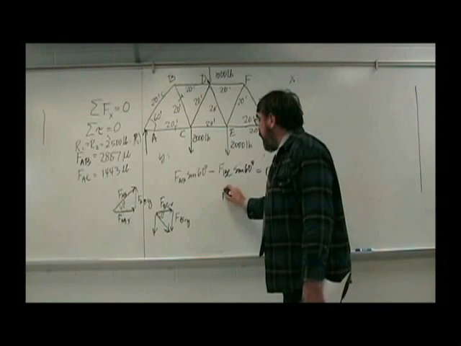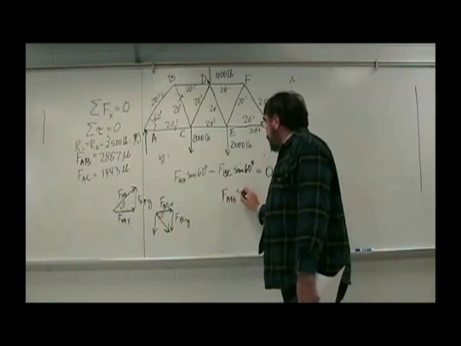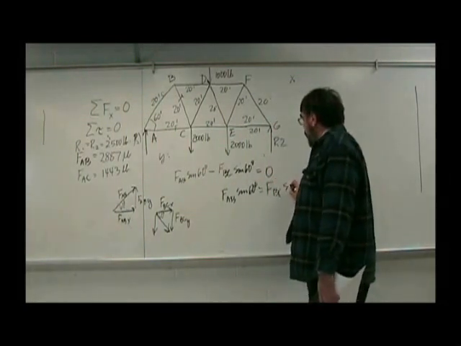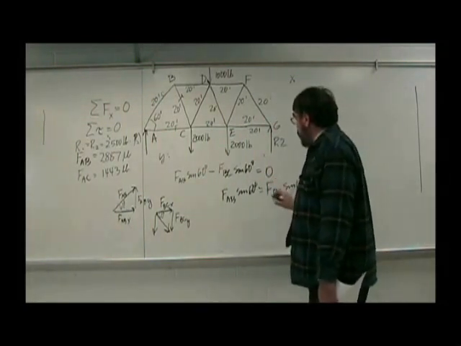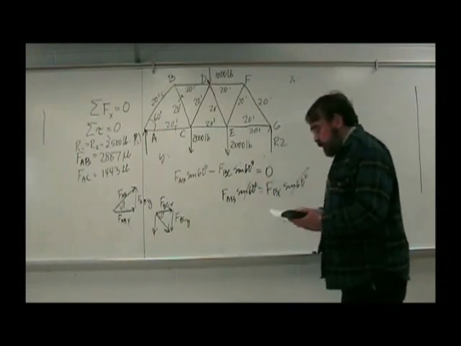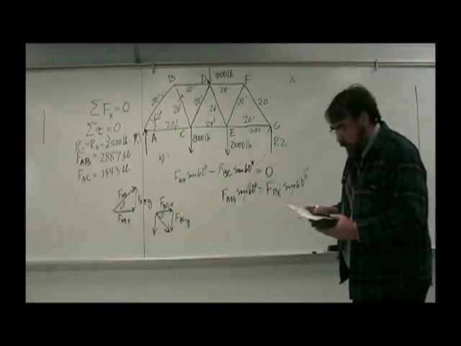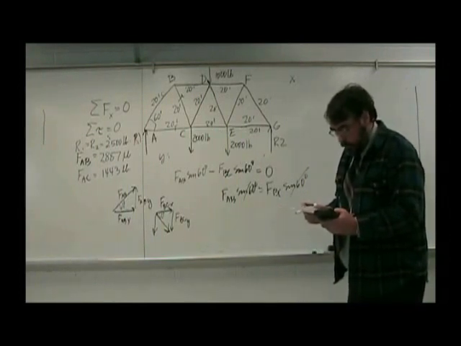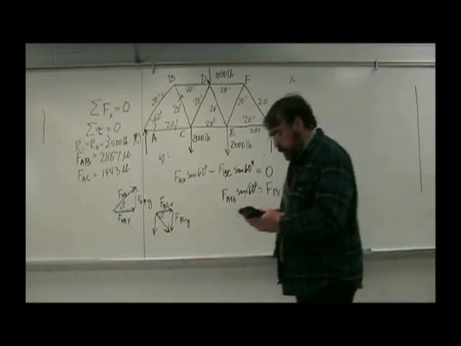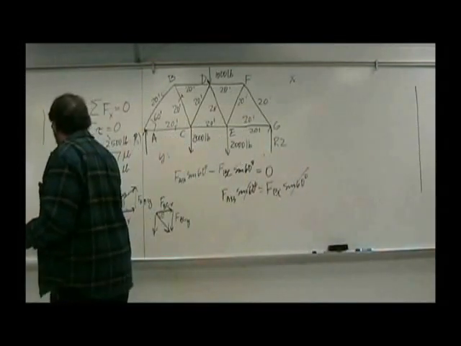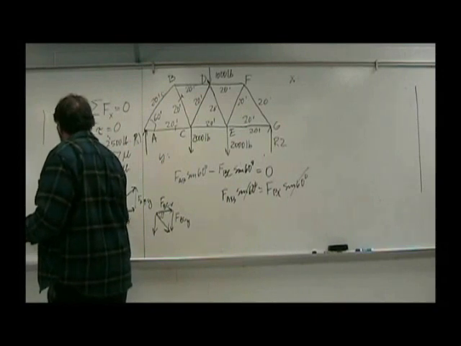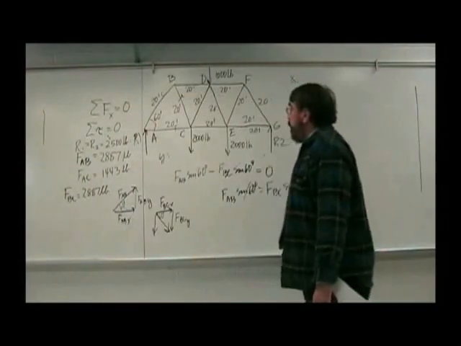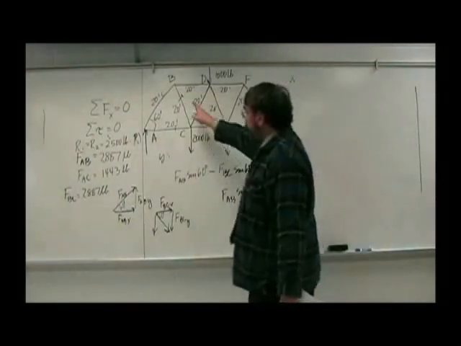Well, that means that FAB sine 60 degrees equals FBC sine 60 degrees. But we can cancel the sine 60 degrees, and FAB must equal FBC. So FBC is also equal to 2887. Okay. Now we've got 2 out of 3.